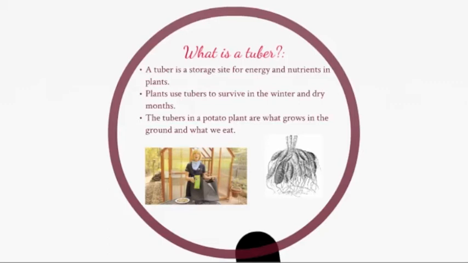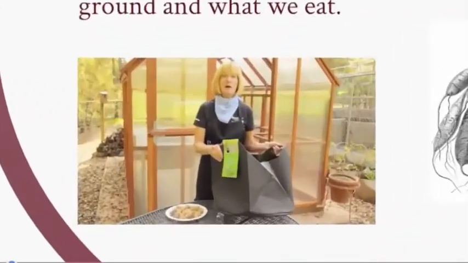Tubers are storage sites for energy and nutrients in plants. Plants use these tubers to survive in the winter and dry months when there's not much water. The tubers in a potato plant in particular are what grows in the ground and what we eat.